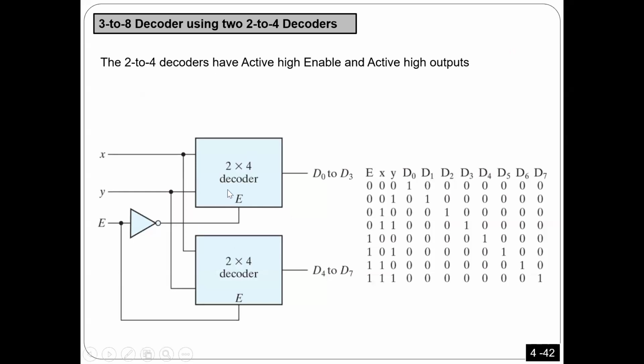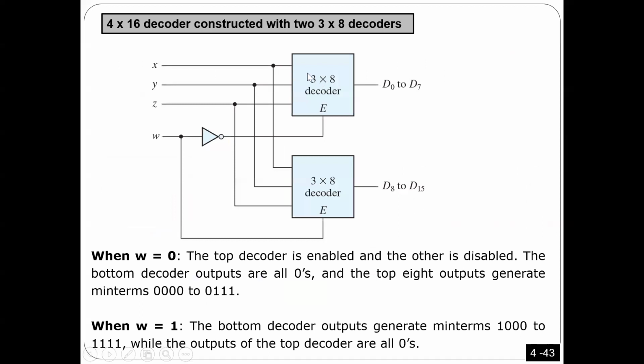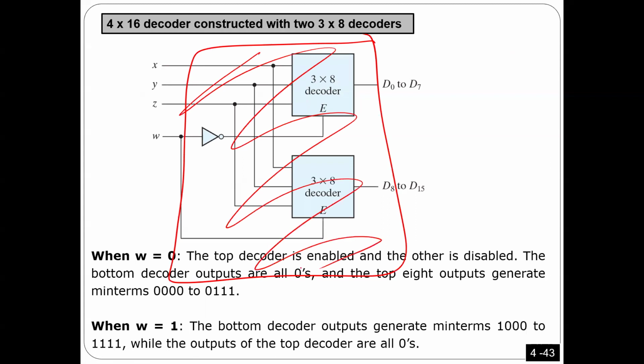Also, I explained if you have 2 decoders, each one 2 to 4, how can you connect them together to create a 3 to 8 decoder using an inverter this way? I think I also explained this one. Same thing here. If you have 2 decoders, each one of them 3 to 8, I can combine them together to create a 4 to 16 decoder. So if you look at this as a block, it becomes a 4 to 16 decoder. We have 4 inputs and 16 outputs.